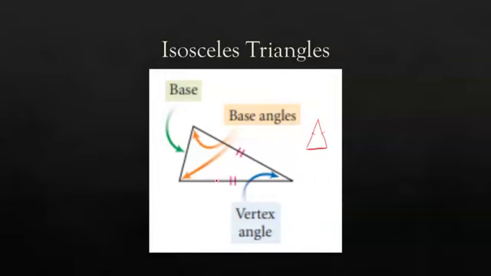The two angles that are opposite the sides of equal length. So here are sides of equal length. Our angles that are opposite would be these two down here. They're also on either side of the base. Those are called our base angles. Make sure you label all of these on your diagram, on your notes.